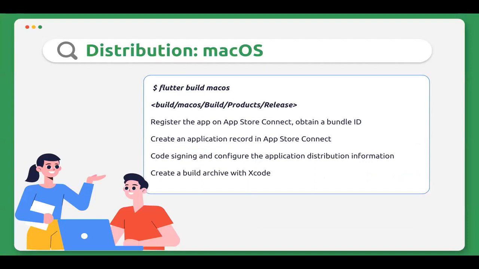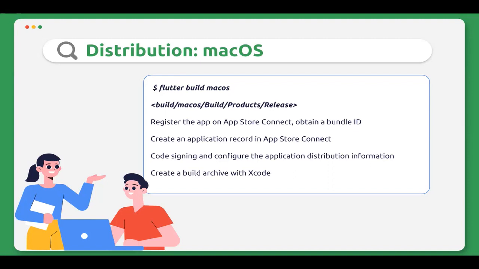Now we're moving on to the last part of this presentation, distribution, the fun part of all. To distribute your app on macOS, we need to first build the project. You need to specify the flavor you want, either debug or release. And then we need to register the app on App Store Connect, which will then give you a bundle ID, a unique bundle ID.